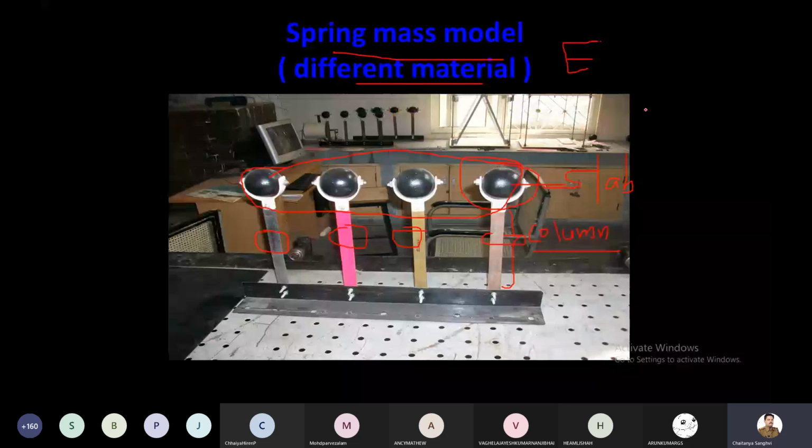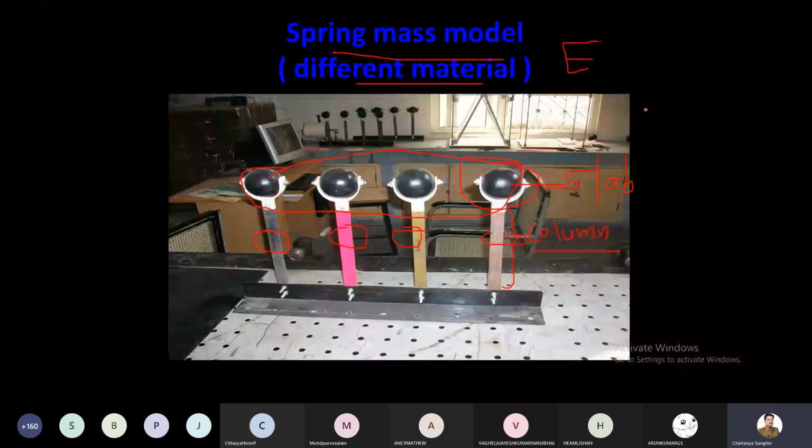Suppose I make my structure with steel, then E is different. If I make my structure with concrete, E is different. If my vertical elements are made of wood, E is different. So whichever material you use in your structure, maybe steel, RCC or wood, the value of E will change, and we are right now studying the effect of E.